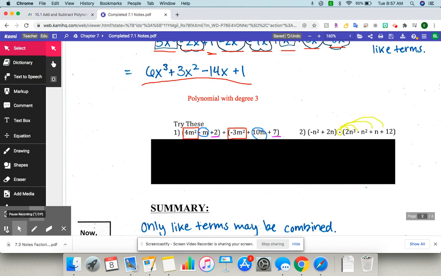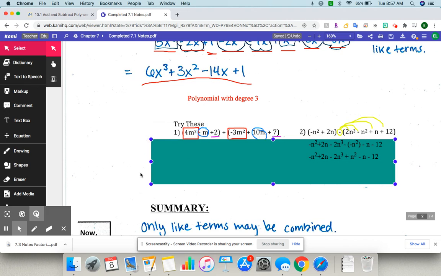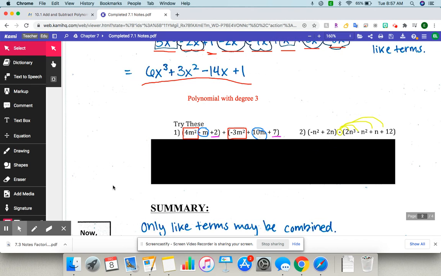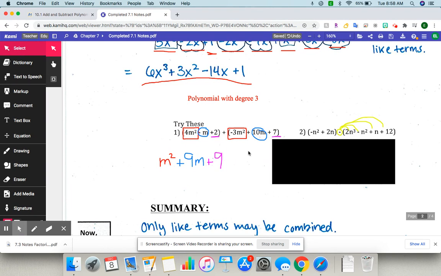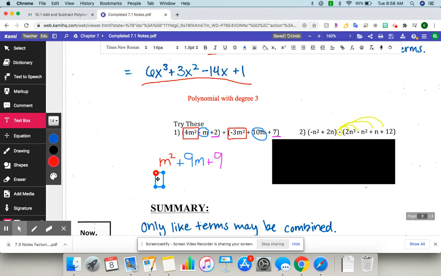So hopefully you took enough time to pause the video and try these yourselves. Notice in number 1, I circled the corresponding like terms. So if I were to combine them, I'm left with m squared plus 9m plus 9. And this would be considered a trinomial since it's got 3 terms with degree 2.